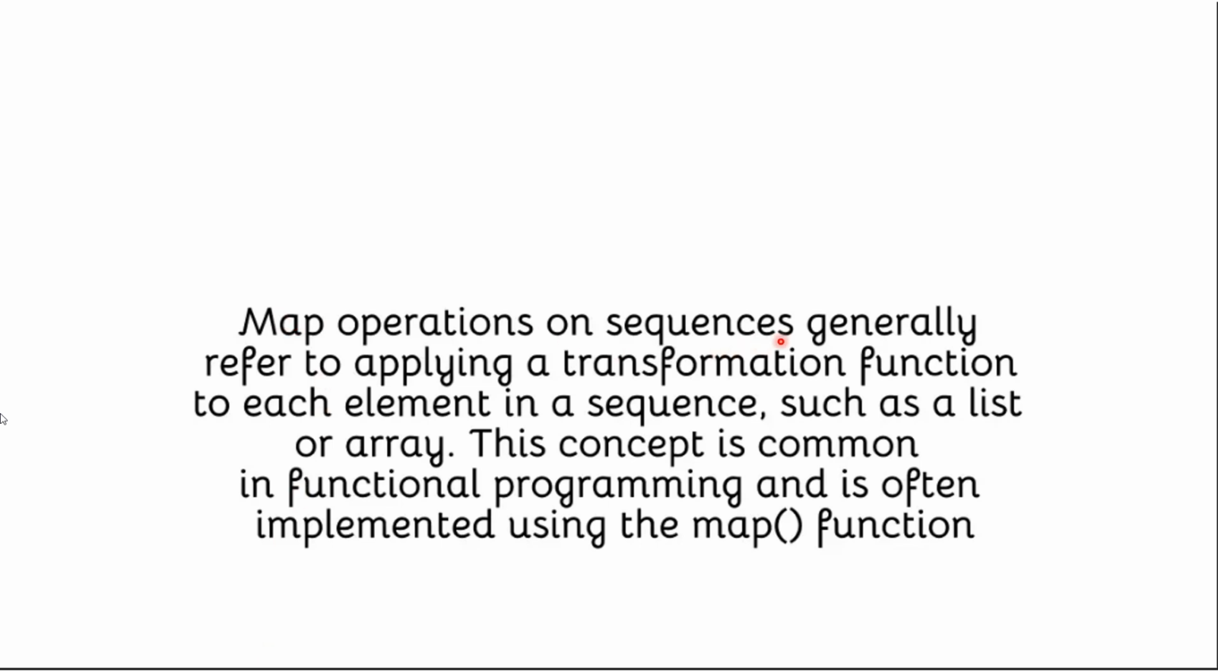Map operations on sequences generally refer to applying a transformation function to each element in a sequence, such as a list or array. This concept is common in functional programming and is often implemented using the map function. And also in Java, these operations are achieved through the Stream API, which includes various transformation and mapping functions for sequences. And in the coming lecture, we will see a detailed breakdown of common map operations on sequences.